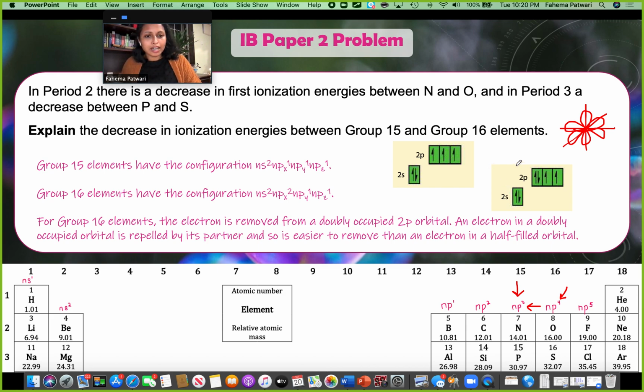So not only is this nitrogen stable because it has a half full sublevel, it's also more stable because there isn't this extra repulsion between electrons in the same orbital, right? In nitrogen, each electron is in its own orbital, but in oxygen, one of these orbitals contains 2 electrons, so there's a repulsion there, which creates instability, which means this electron over here is easily removed, and there's a lower ionization energy.